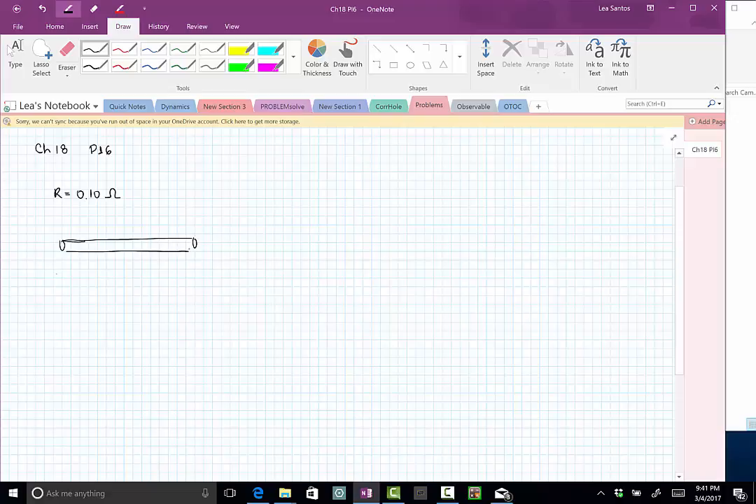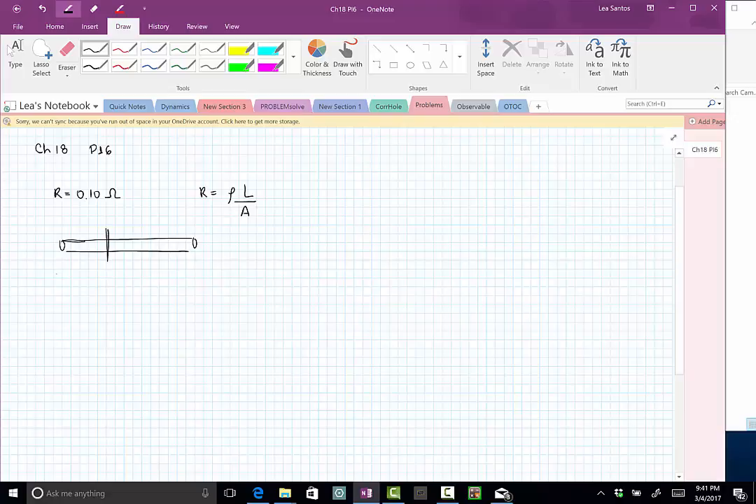And remember, what does the resistance depend on? It depends on the material, the length, and the area. I'm not going to change the material, I'm not going to change the area, I'm just going to change the length of this wire. So I'm going to cut this wire at a certain point.